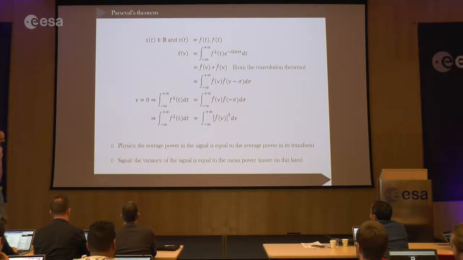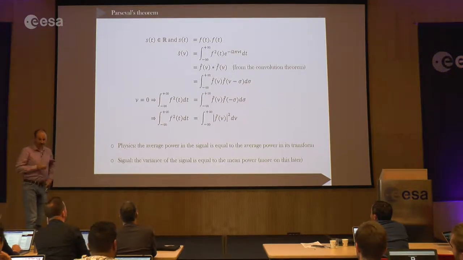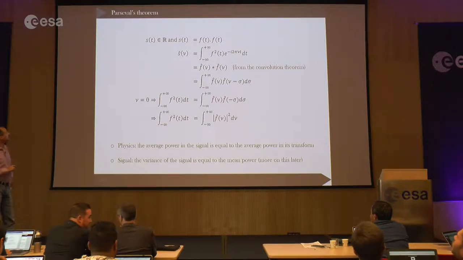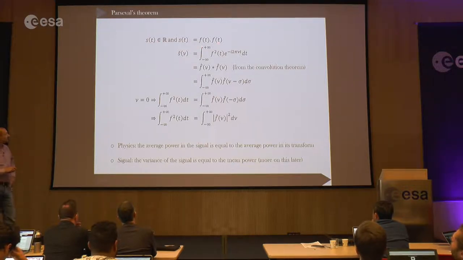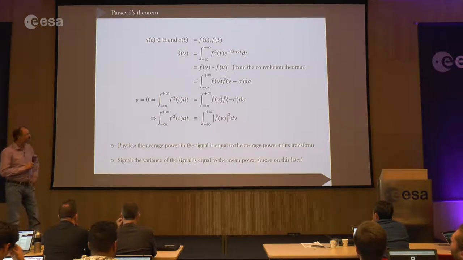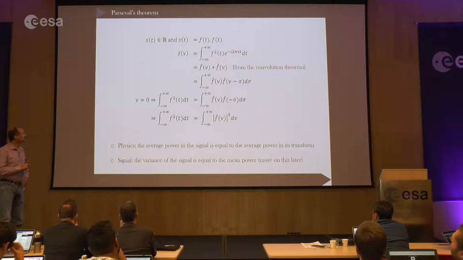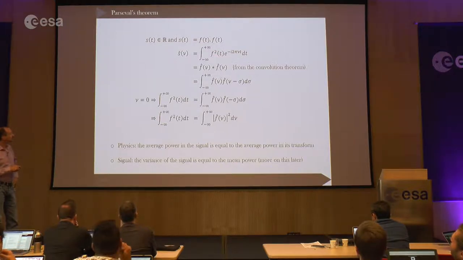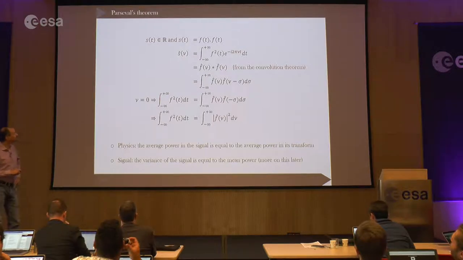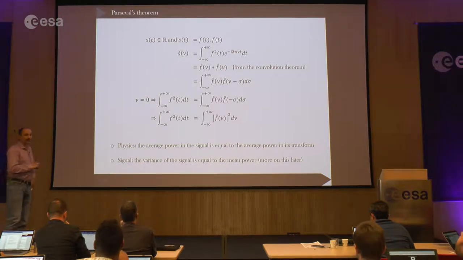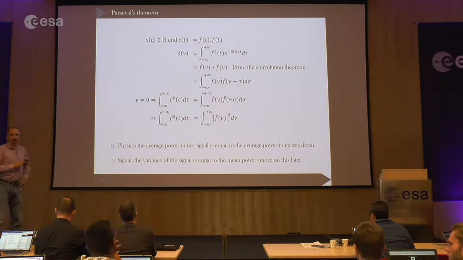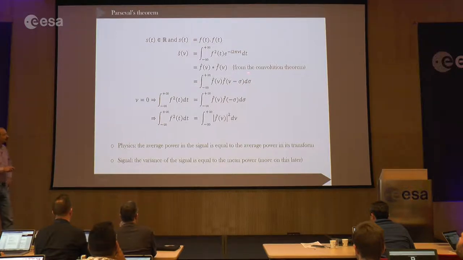So another important theorem is Parseval's theorem, which is the following. So we assume that our signal is real and that it can be expressed as the square of a function. So it's f times f. So you take the Fourier transform of that. So the Fourier transform of f squared is that. From the convolution theorem, it's simply the convolution of the Fourier transforms of the two functions f and f. So it's the autoconvolution of this function f. And you can re-express this as a convolution product, okay?